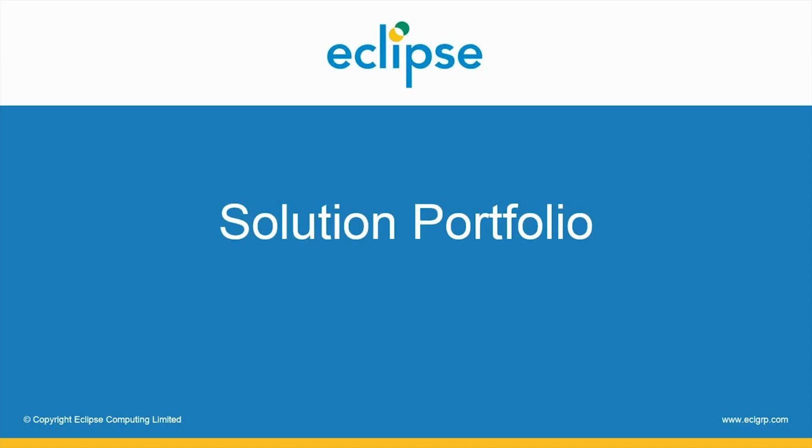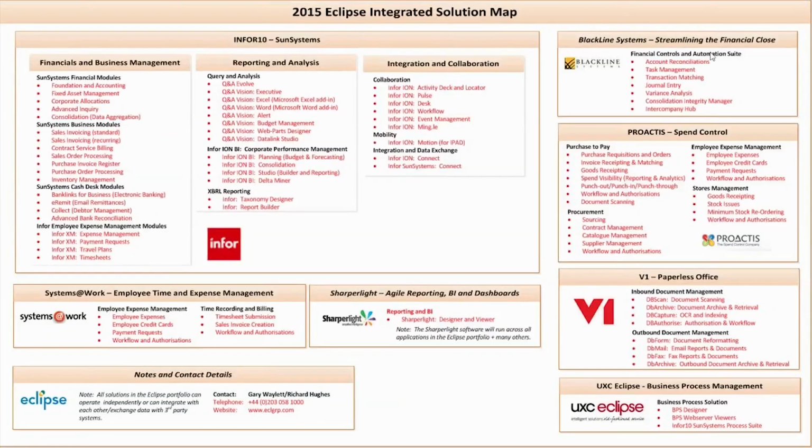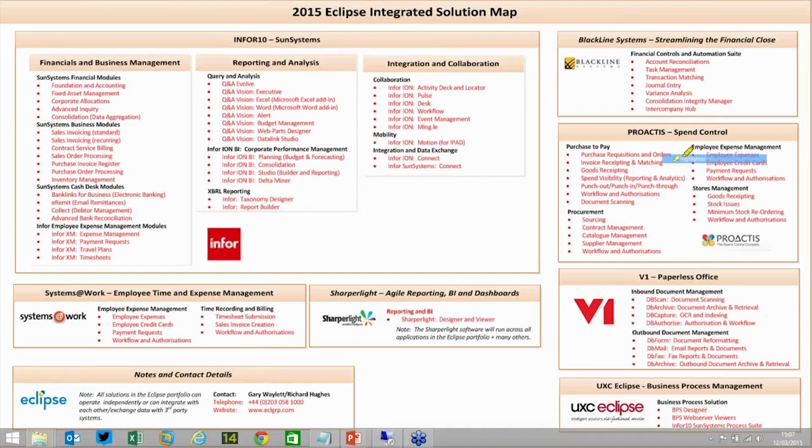So the solution portfolio, just waiting for the slide to update here, is what we call our integrated solution map. Okay, here we go. In terms of what we're going to be focusing on today, we'll be looking at things in this area up here, the SunSystems financial modules, which we'll talk about when we discuss SunSystems 6. But as you can see from this slide, there are a number of different products and solutions that we work with.